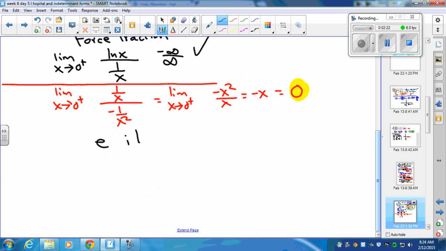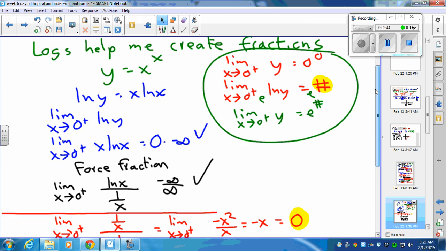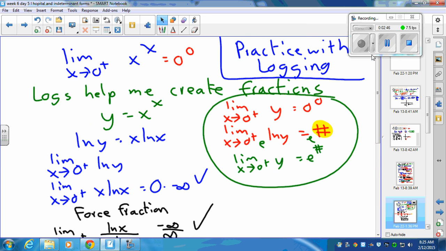E it back out. We just learned the limit as x goes to 0 from the right of ln of y equals 0. So then that means the limit as x goes to 0 from the right of y equals e to the 0, which equals 1. Okay. So in this case, 0 to the 0 goes to 1.